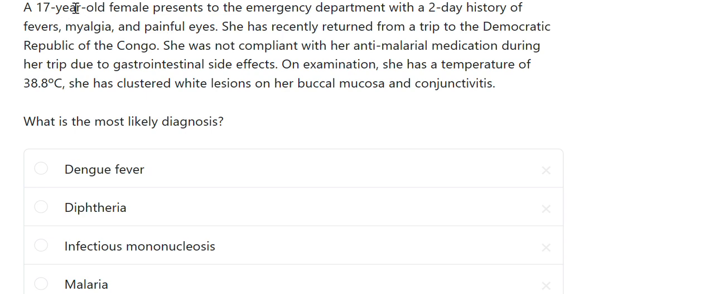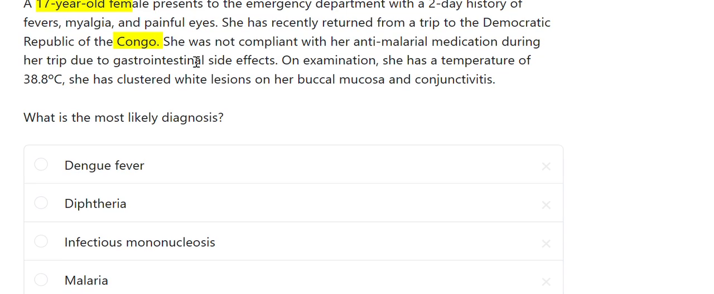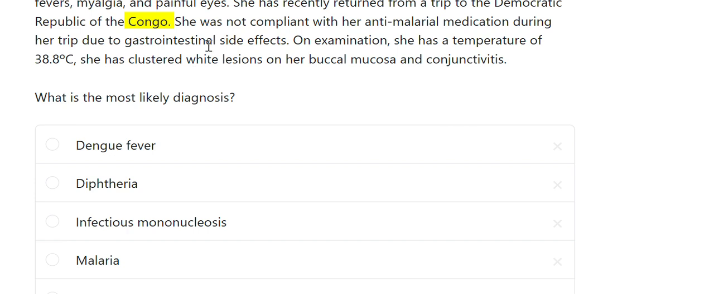A 17-year-old female patient presents to the emergency department with a history of fever, myalgia, and painful eyes. She has recently returned from a trip to the Democratic Republic of Congo. She was not compliant with her antimalarial medication during her trip due to gastrointestinal side effects.